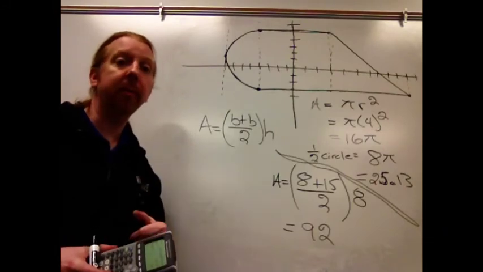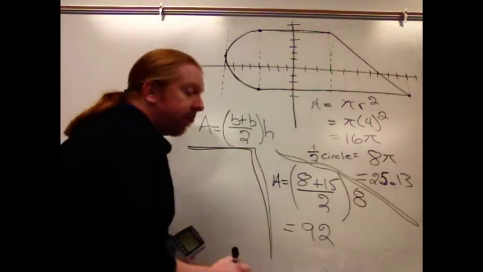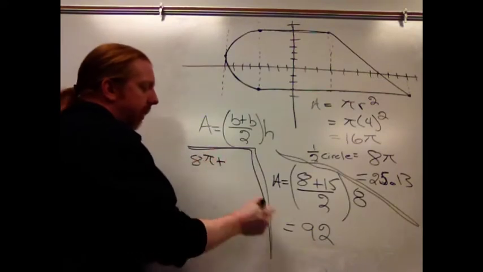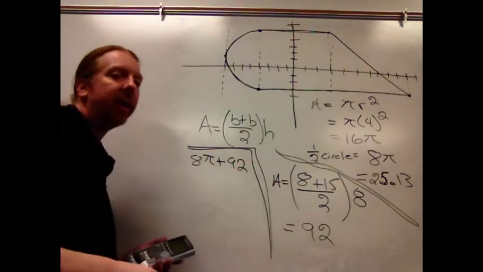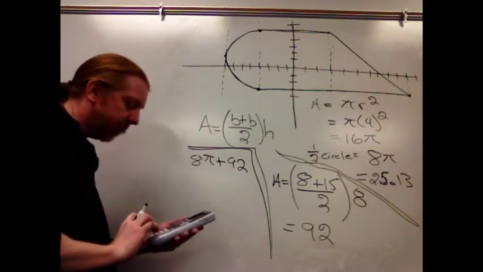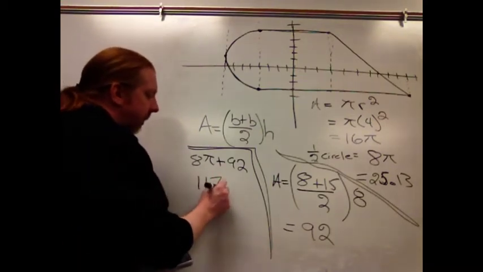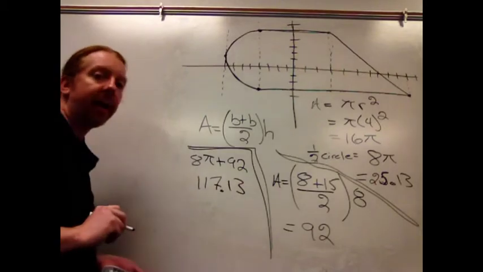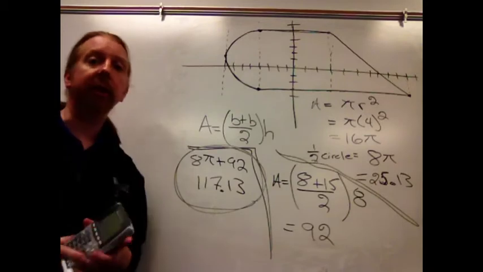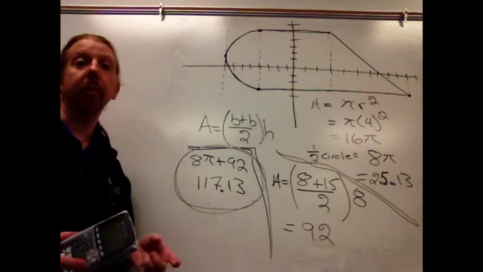My last step now is to combine these. I can give an exact answer. The exact answer would be 8 pi plus 92. If you're more the type that likes your decimals, take 25.13, add that to the 92, and that'll give you 117.13 as your final area. And that also works. Always read the directions to see if you should leave your answer in terms of pi or you evaluate it as an approximate value and then round it appropriately.